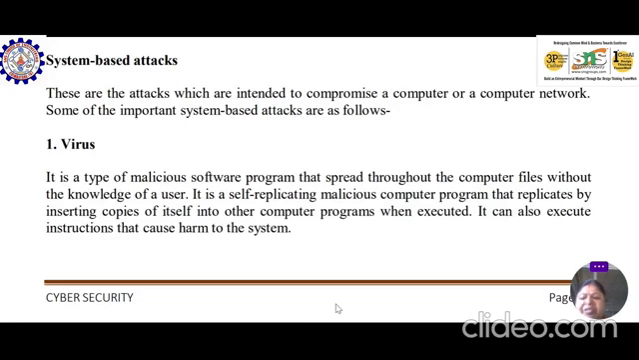It is a type of malicious software program that spreads throughout the computer files without the knowledge of a user. It is a self-replicating malicious computer program that replicates by inserting copies of itself into the computer program when executed. It can also execute instructions that cause harm to the system.